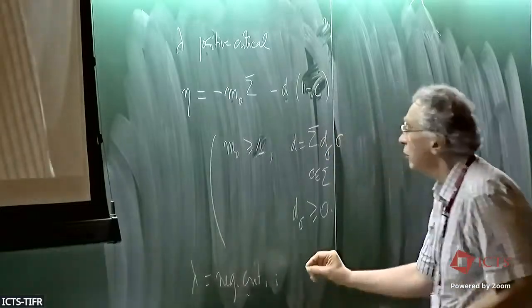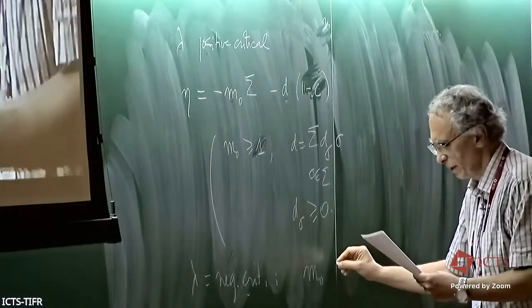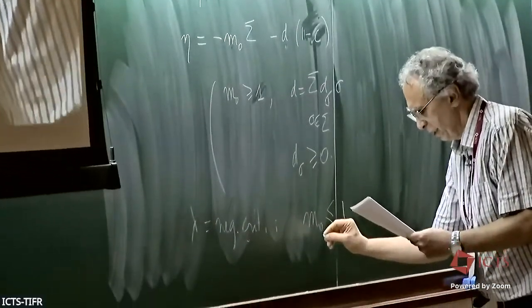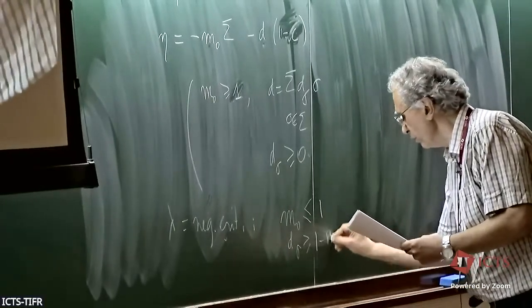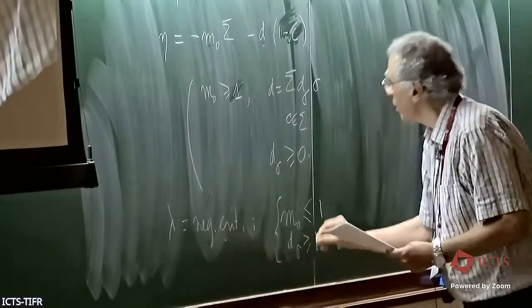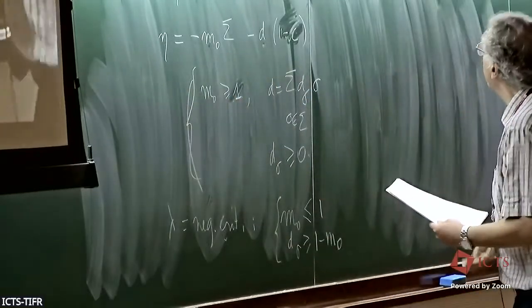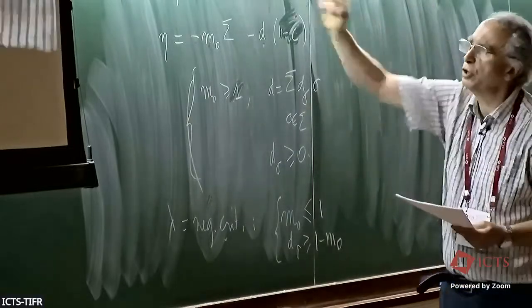It is the same with M0 less than 1 and D sigma greater than 1 minus M0. Okay, so that's positive critical, that's negative critical. And so the interpolation formula involves only the positive critical.